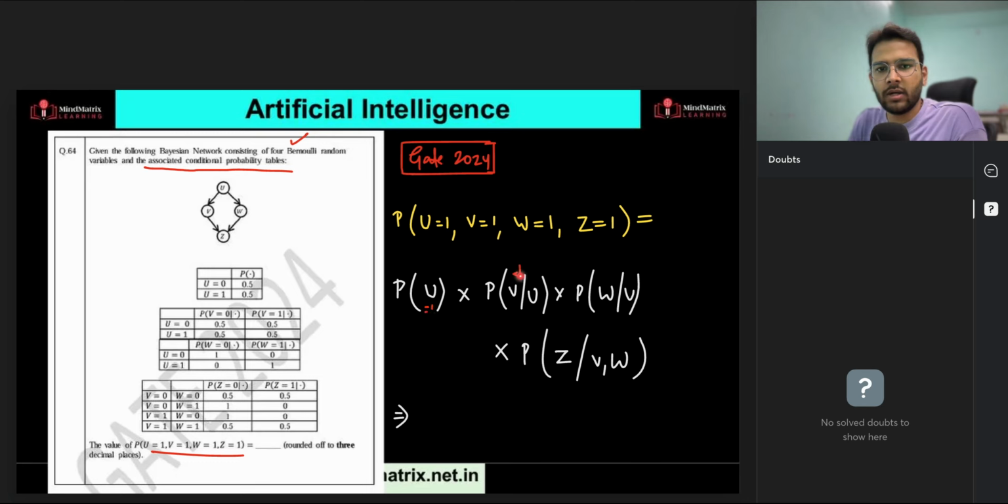Here V should be 1, U should be 1, W should be 1. So everything should be 1. So I'm not writing it, but yeah, you understood, right? Because here everything should be 1 as it is given in the question. So directly you can substitute P of U when U is 1, that is 0.5. Probability of V given U when V is 1 and U is 1 is 0.5.